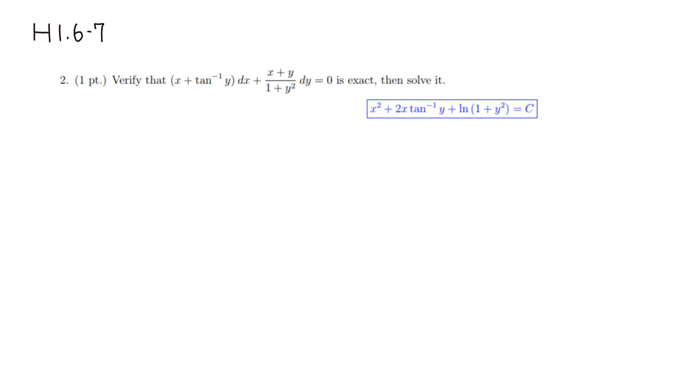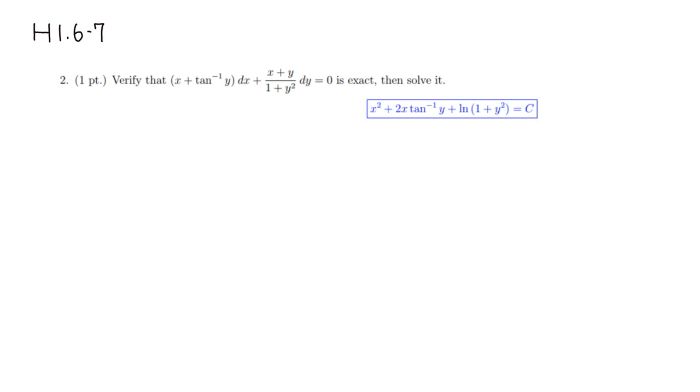Alright, let's look at the homework 1.6, 1.7, problem number 2. Alright, so let's solve this exact equation. So we already showed that this is an exact equation, and let's try to solve it.